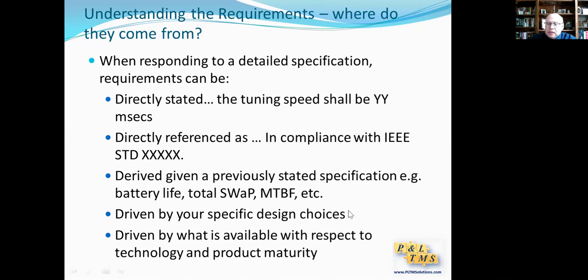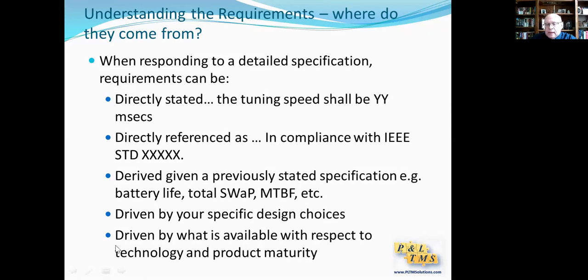But it could also be driven by your choices. In other words, when you implement, and we'll talk about it, you may find yourself slanting towards, let's say, high-speed processing, or high-speed analog, or software. And so you're going to start driving some of that requirement to the places that you feel comfortable with.